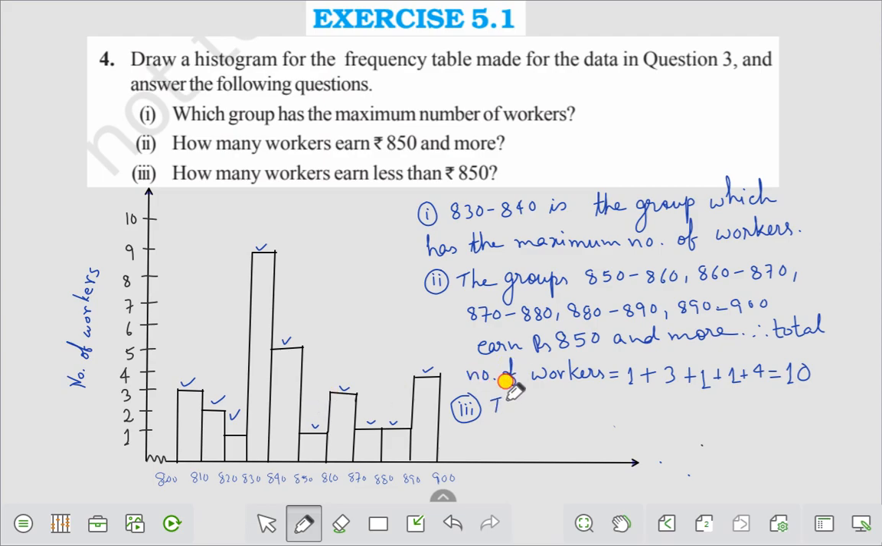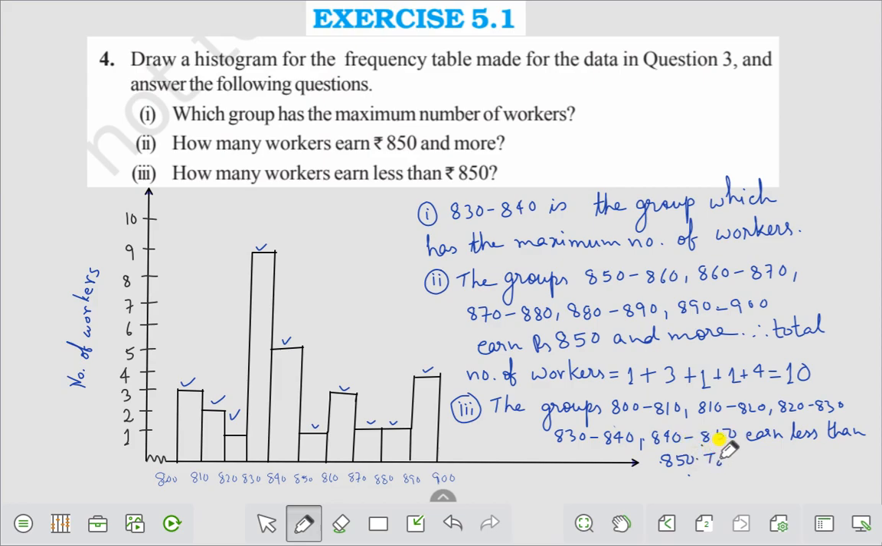That means the groups 800 to 810, 810 to 820, 820 to 830, 830 to 840, and 840 to 850 earn less than 850.